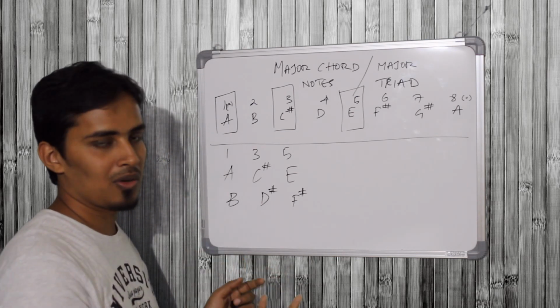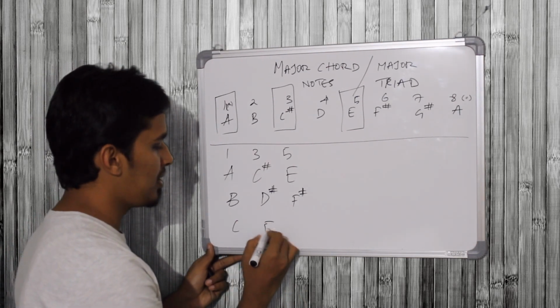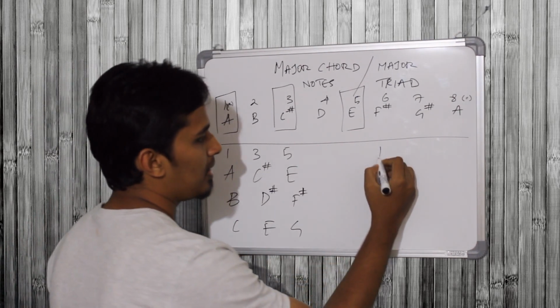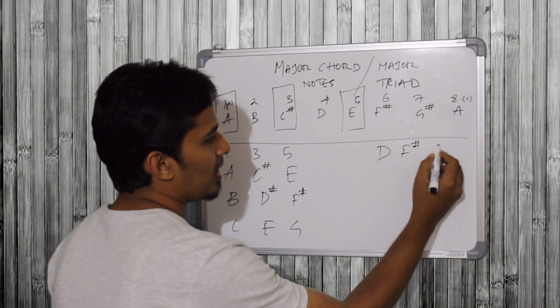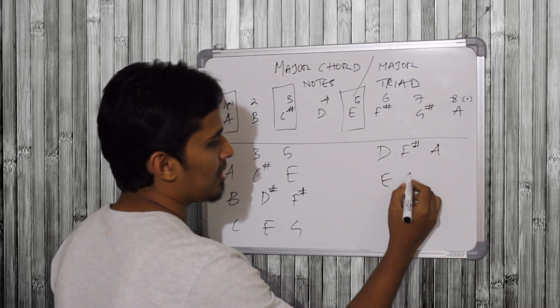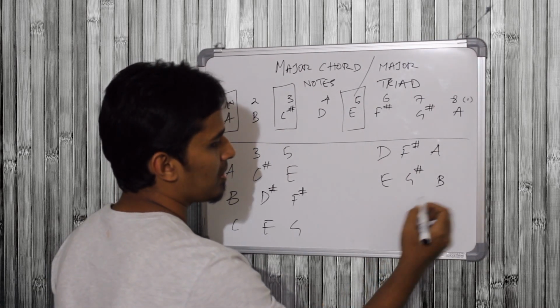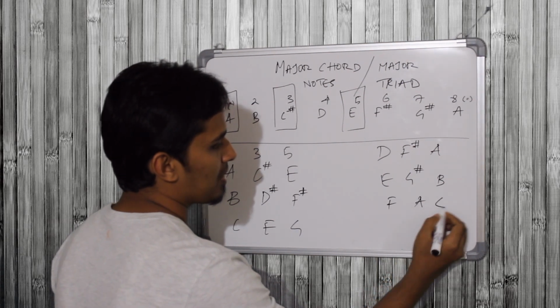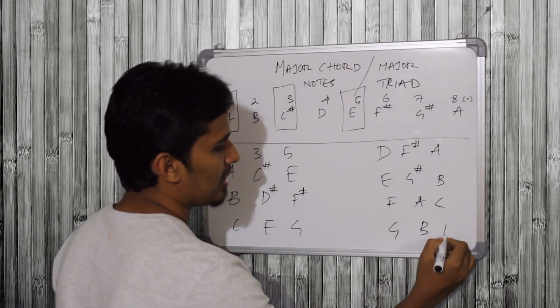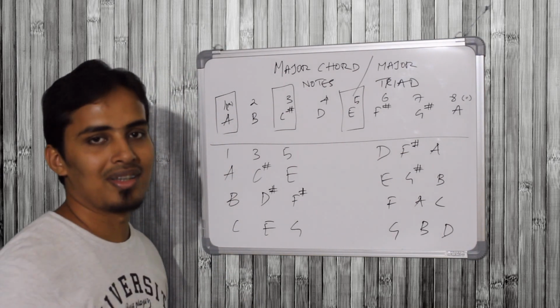The same thing would apply for all the other scales as well. C, E, G. D, F sharp, A, which is a D major. E, G sharp, B for an E major. F, A, C for an F major. G, B and D for a G major.